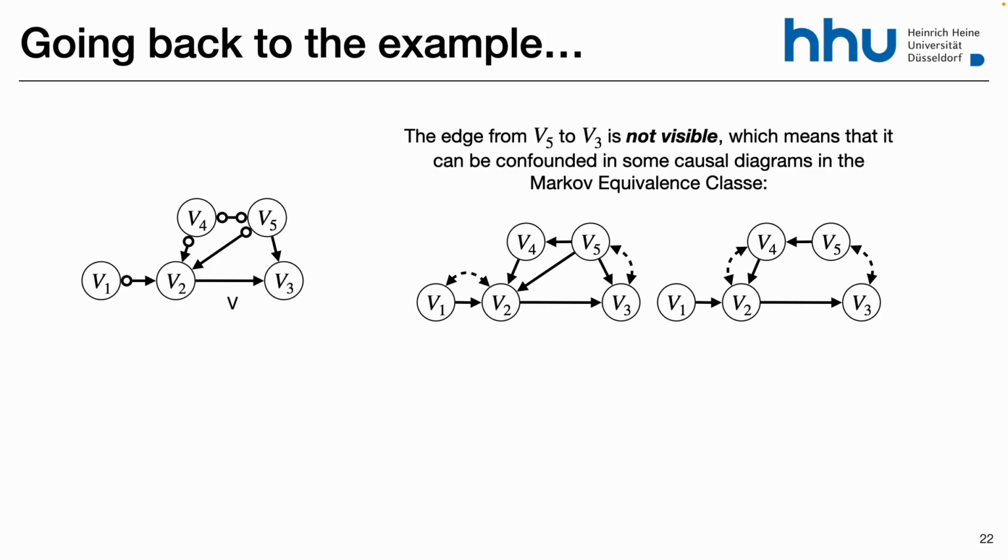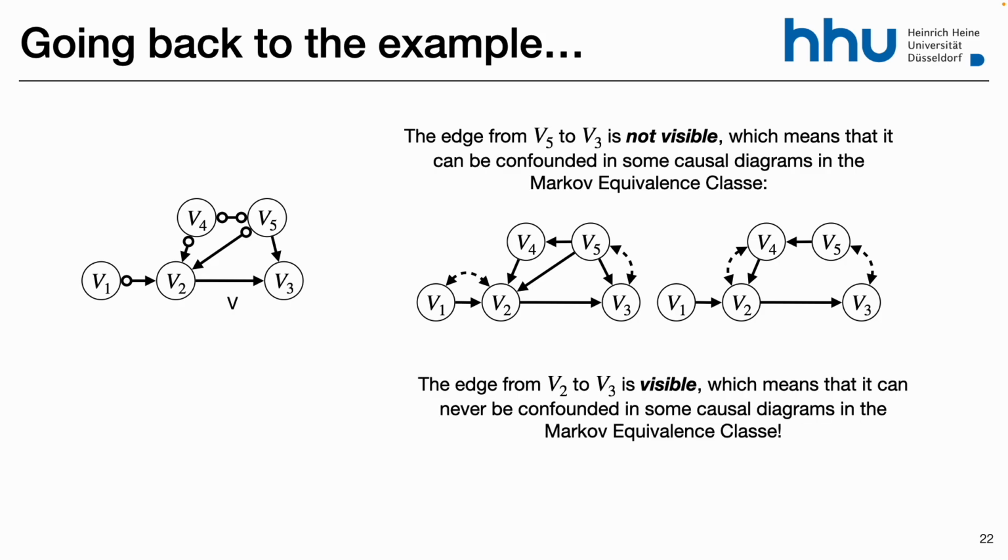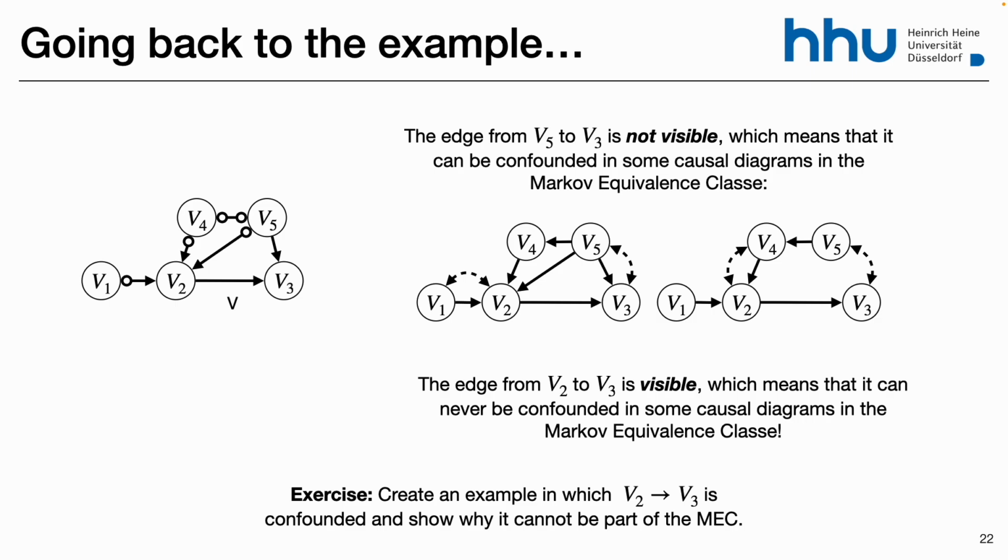You cannot remove it. So just the case of V2 and V3, this means that it can never be confounded in a causal diagram in this equivalence class. You can try at home. You won't be able. You have to show some contradiction.